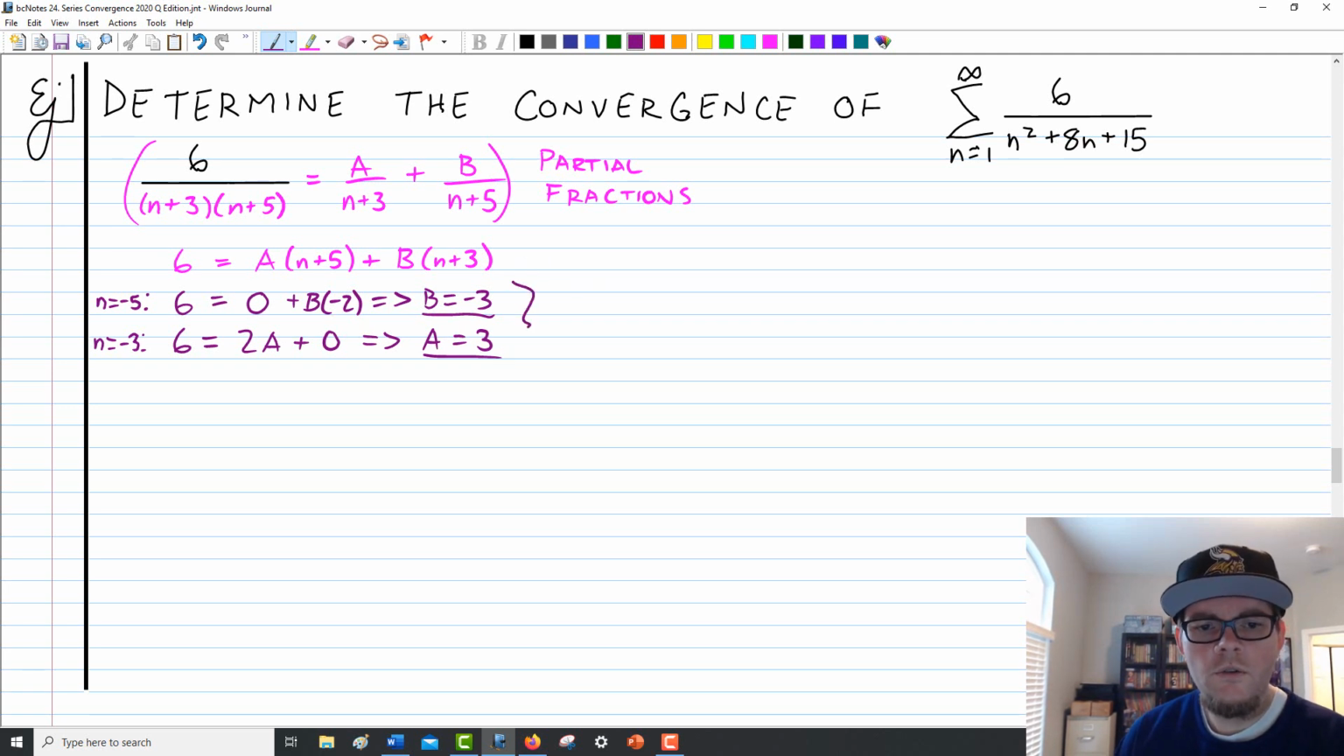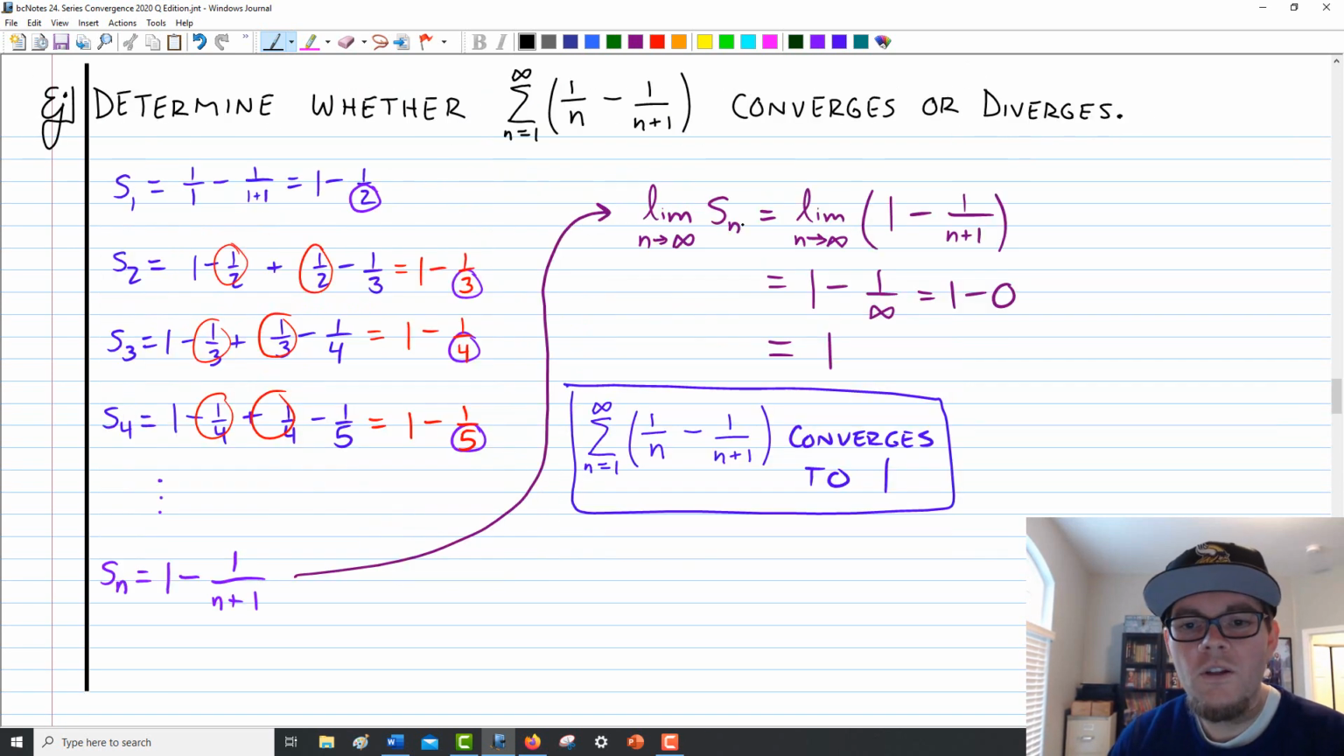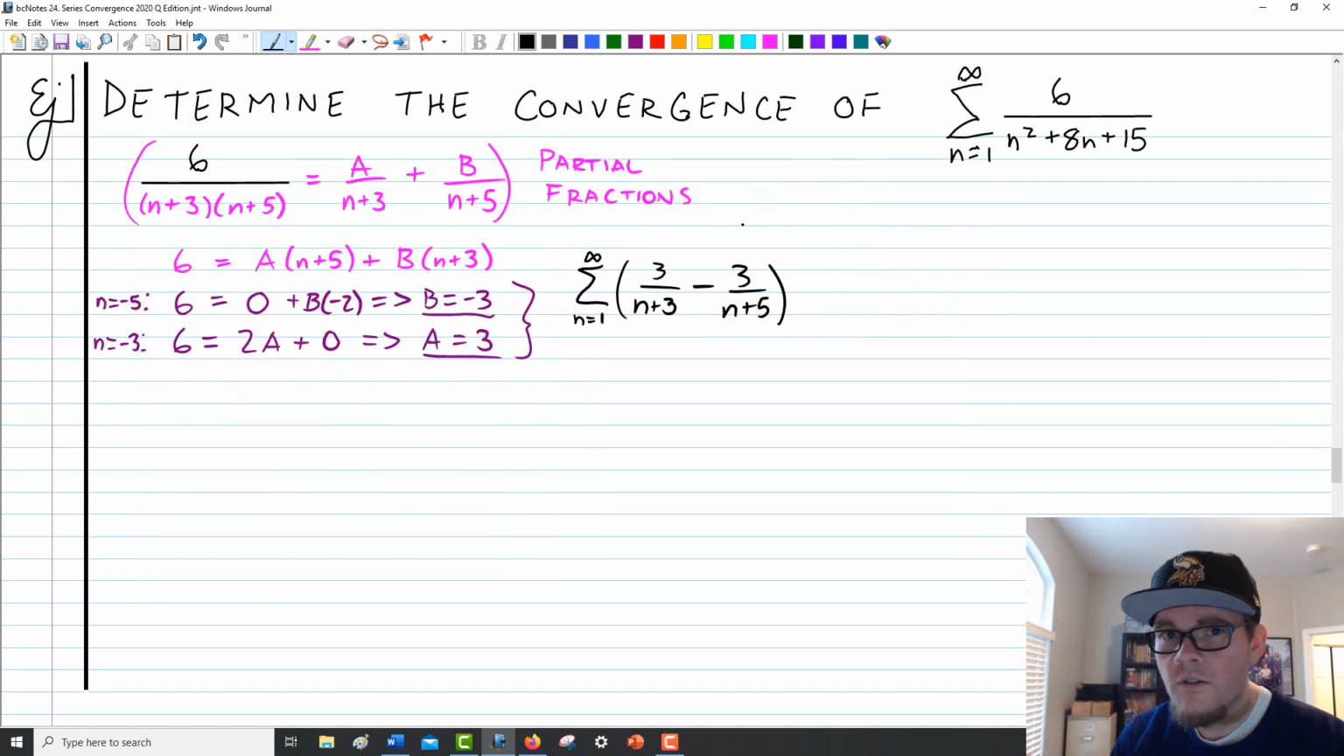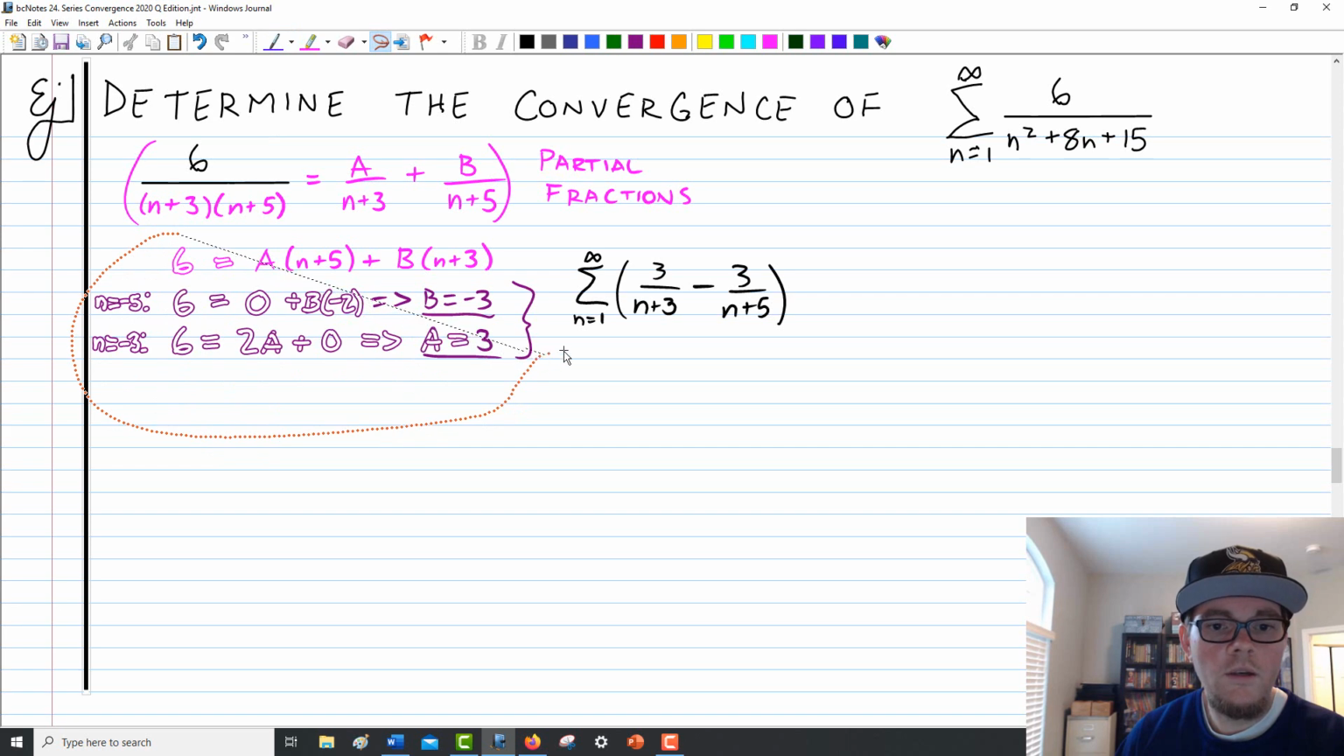The reason that's so huge is it means that our series can actually be written instead as the sum from the first term to the infinitieth term of 3 over n plus 3 minus 3 over n plus 5. And that has a form that looks much more like this telescoping expression that we're looking for. And those denominators are the same, so there's some potential that some of those intermediate terms might actually zero out. So having found that information, let's go through and actually work our way through it.